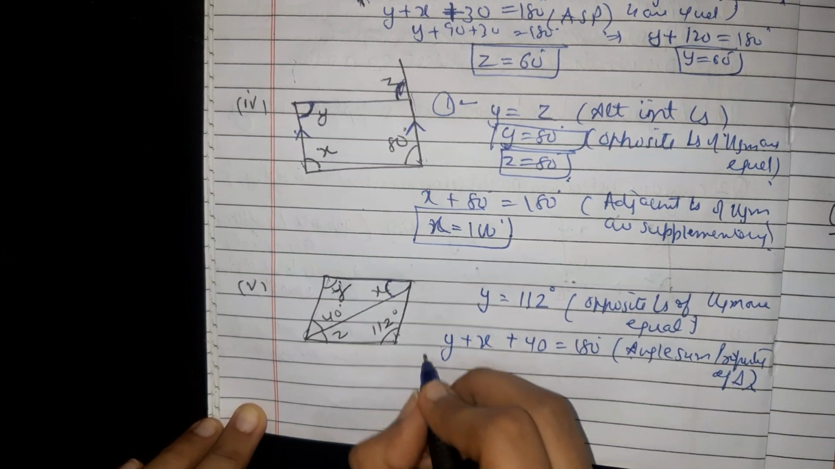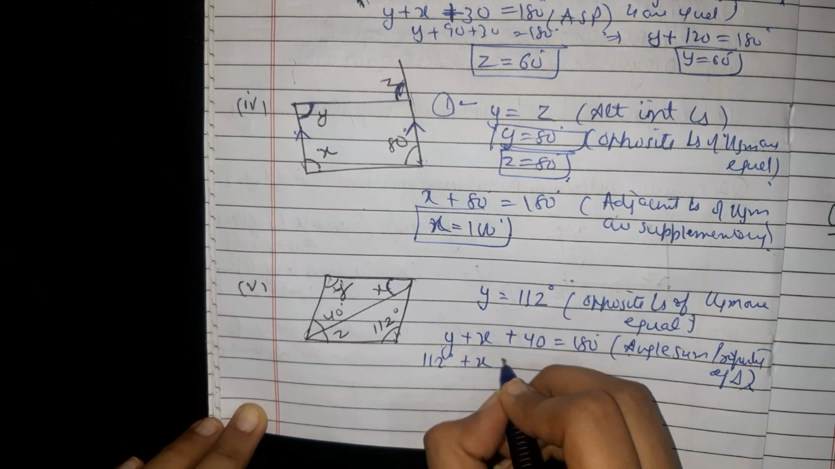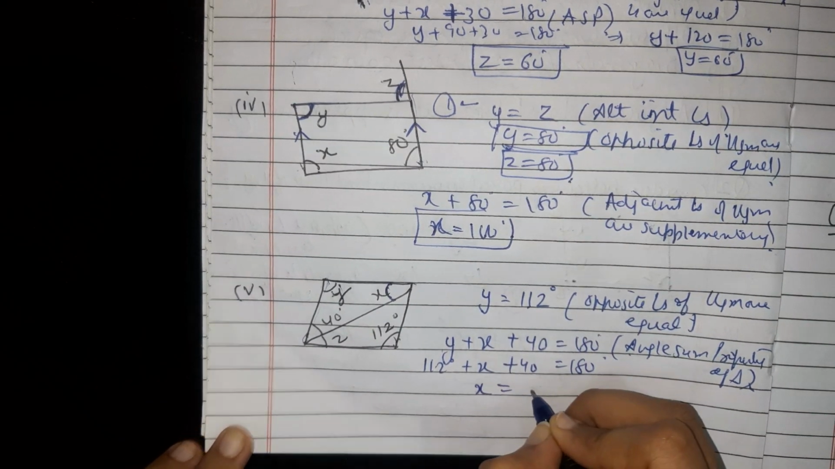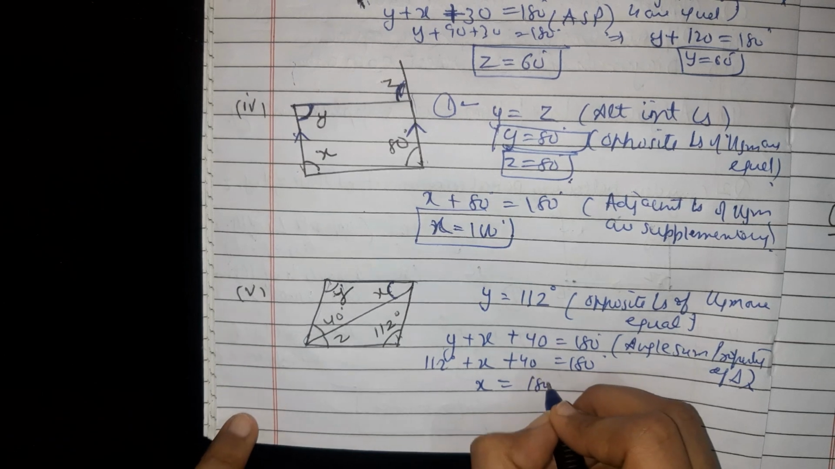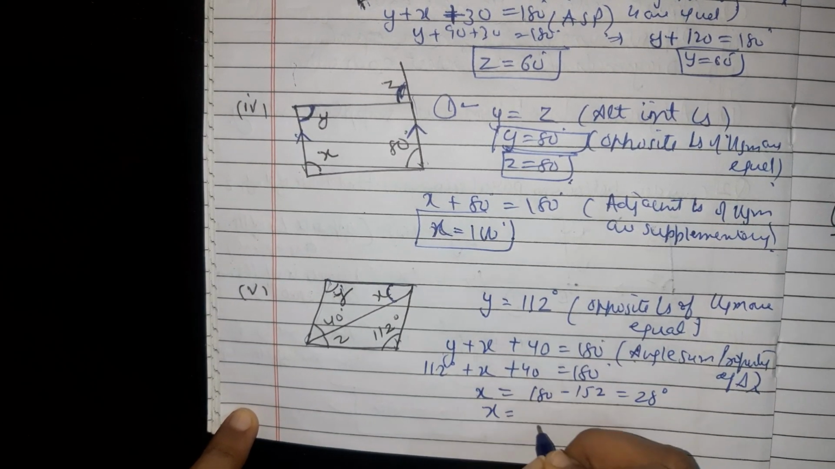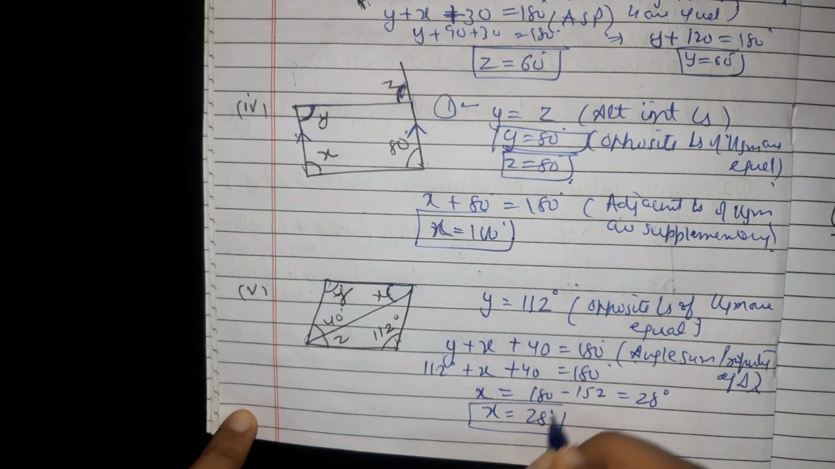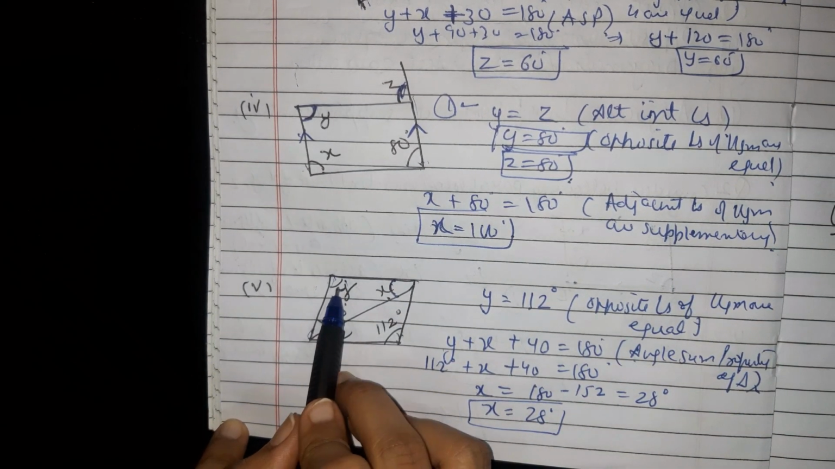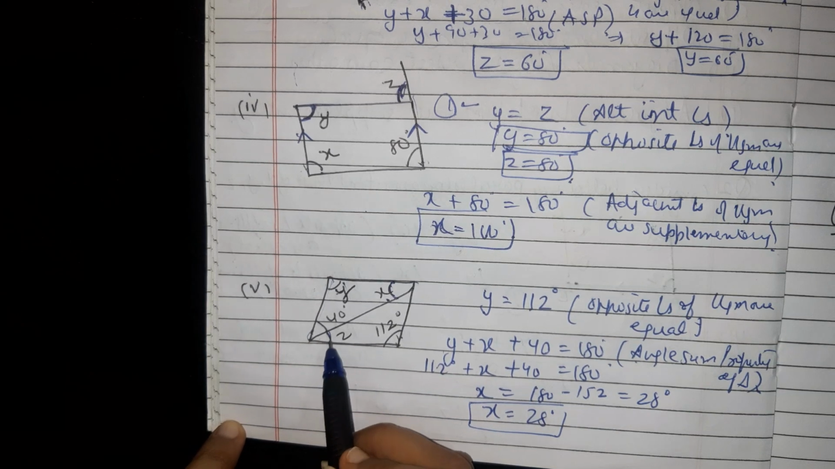So 112 degrees plus x plus 40 degrees is equal to 180 degrees. So the value of x comes out to be 180 minus 152 degrees, which is 28 degrees. So the value of x is 28 degrees. So we have the value of x, we have the value of y. We need to find the value of z.